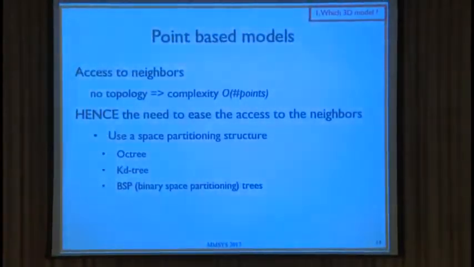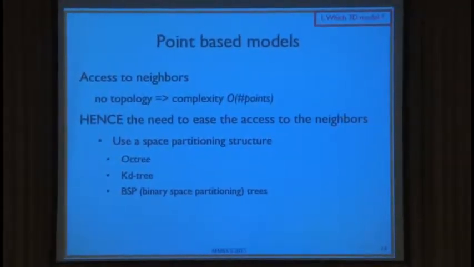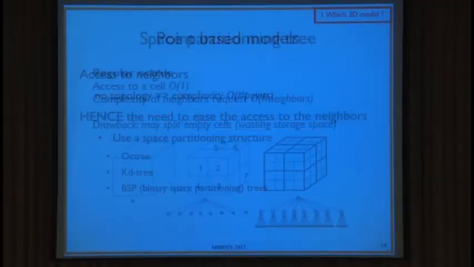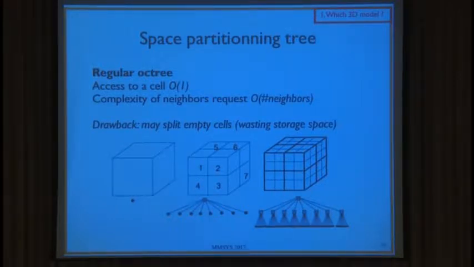So if you don't have any topology, then the complexity of knowing who is around you, for example, in the splatting algorithm, by default is going to be O of the number of points of your model, which is not something acceptable. Hence, to ease the access to the neighbors, you usually use some space partitioning. So there are 3 classical space partitioning structures: octrees, KD trees, and BSP trees. So I won't talk here about BSP trees that share the space between against an arbitrary plane, because it may be unstable. So usually we prefer octrees or KD trees.